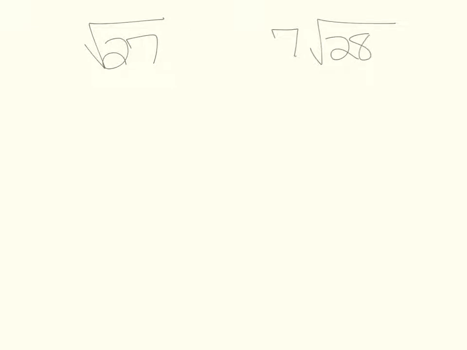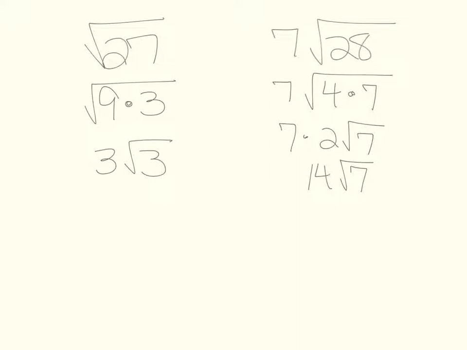Here are two for you to try. The square root of 27 and 7 root 28, or 7 times the square root of 28. See if you can simplify these, then check your work. If I did it correctly, I got 3 root 3 for the first one and 14 root 7 for the second one. If you have any questions, ask them, and we'll go on to the next thing.